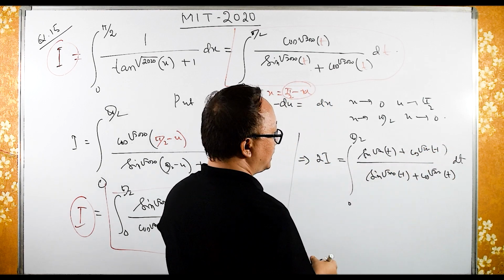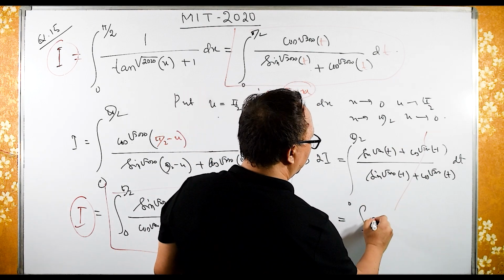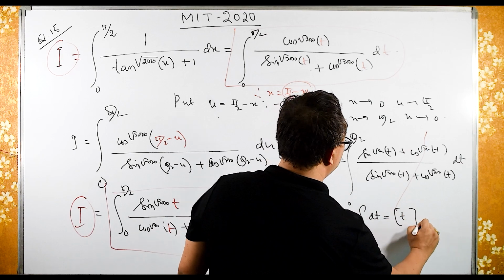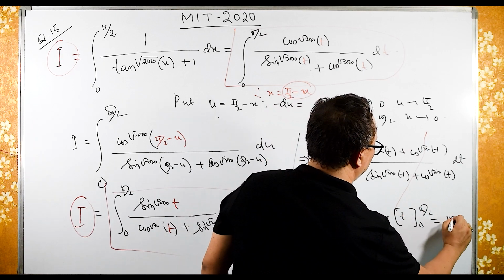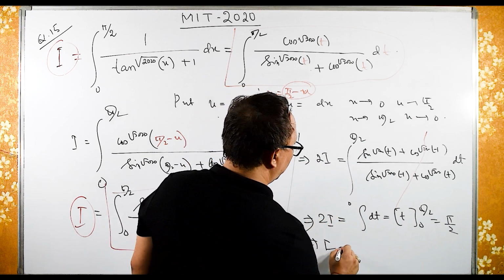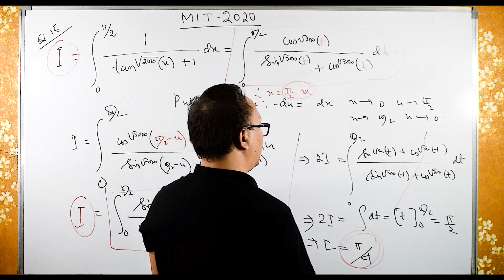Now this and this are same, gets cancelled. What we have? Integral dt. It's only t. Limit is from 0 to pi by 2. Therefore we have only pi by 2. So on the left hand side we have twice I. Therefore I equals pi by 4. This is the recurrence.